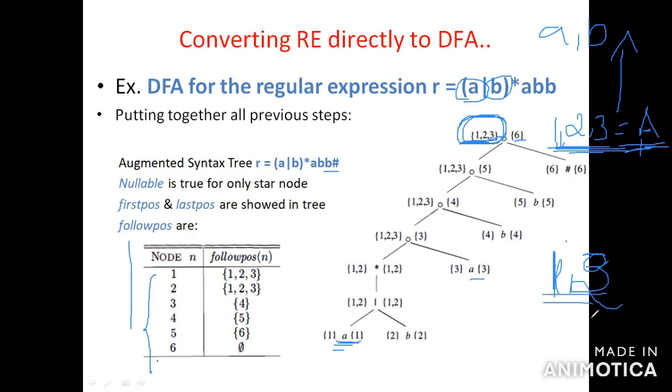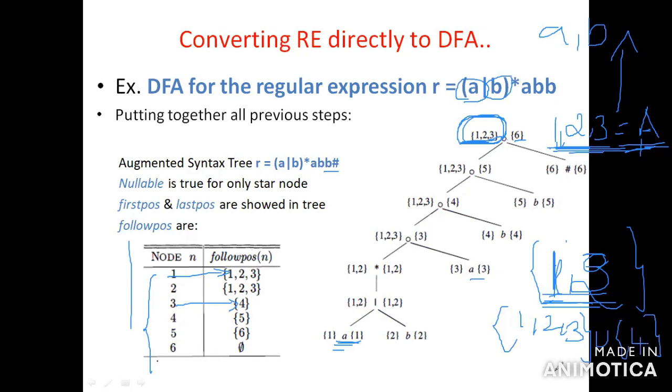Then you have to calculate the follow positions of 1 and 3. Just understand the problem clearly. What is the follow position of 1? It is 1, 2, 3. Then take the union with the follow position of 3. The follow position of 3 is 4.